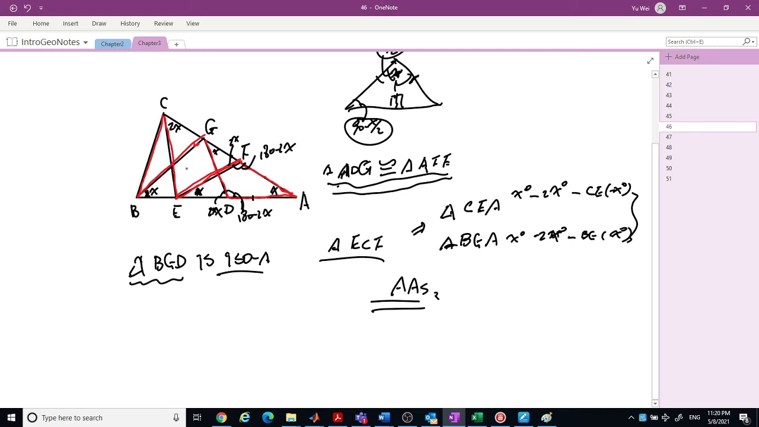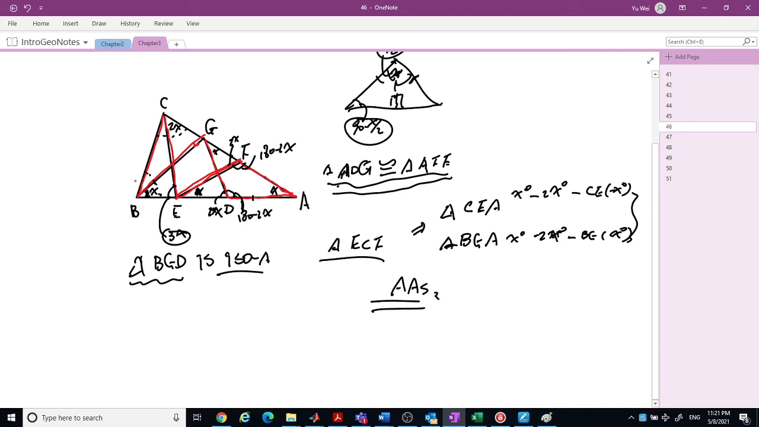If these two triangles are congruent, this angle is also equal to this angle, right? But let's see what this angle is. CEB is the external angle of CEA, right? So it's equal to x plus 2x equals 3x.